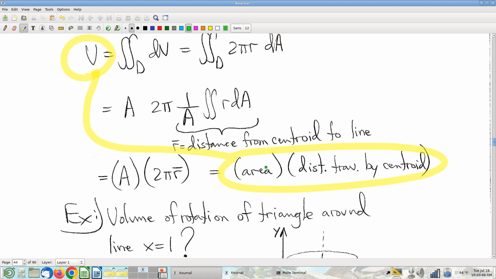Volume is just the area that you started with times the distance traveled by the centroid. And if you happen to know the centroid, this is awesome. Let me show you an example of this in action.